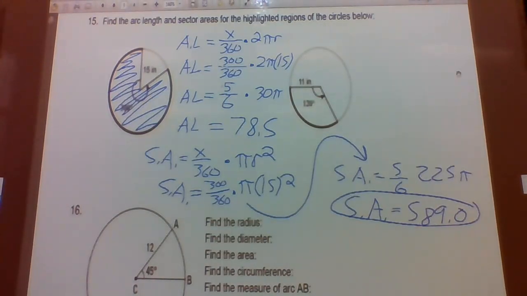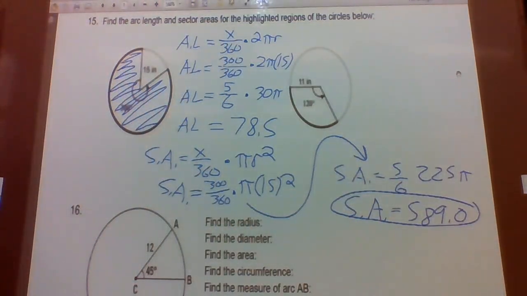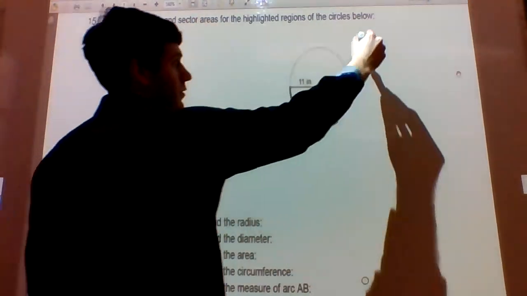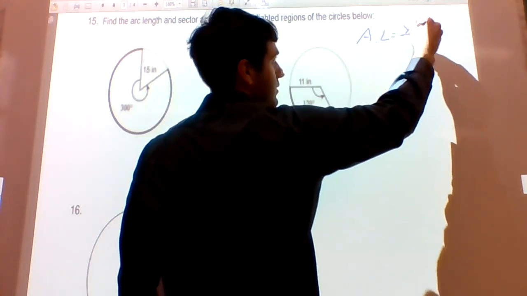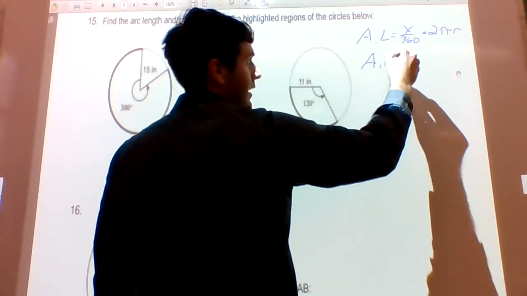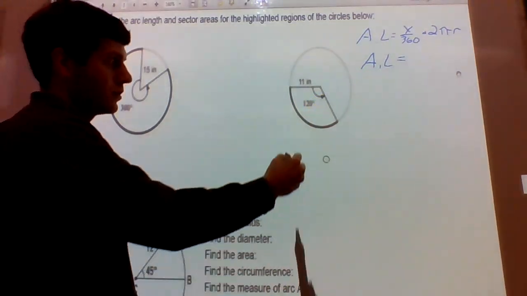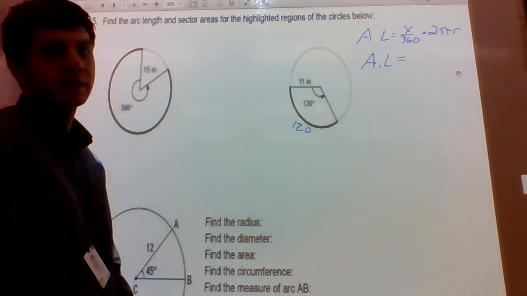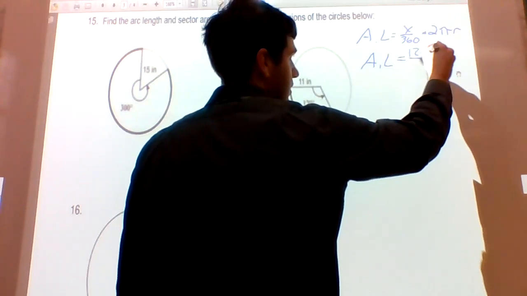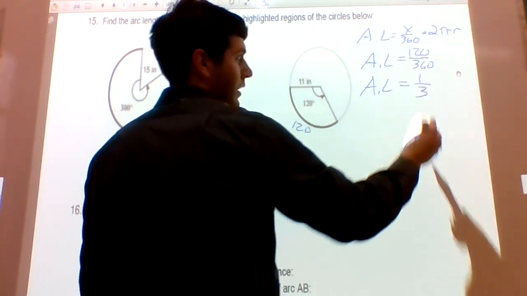Number 16. We've got to do the next one, which is very similar. Let's delete this. We'll do arc length here and the sector area on the other side. Arc length is x over 360 times 2 pi r. We are looking not at the whole circle, but at 120 degrees of it. It's a central angle, so the measure of the arc is also 120. So we're looking at 120 out of 360, which is 1/3. So we're only looking at the length of 1/3 of the circle.